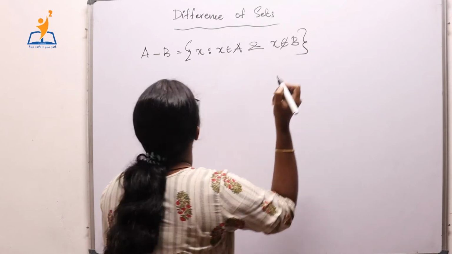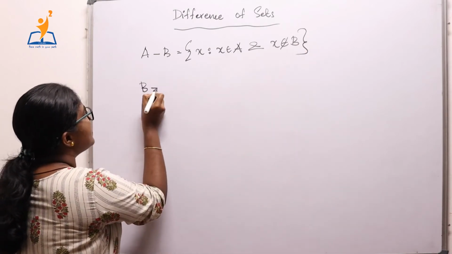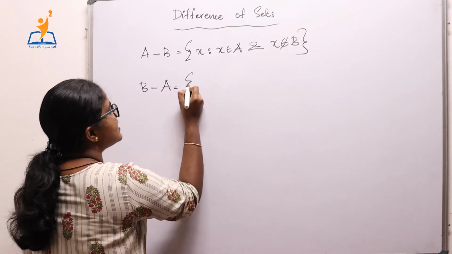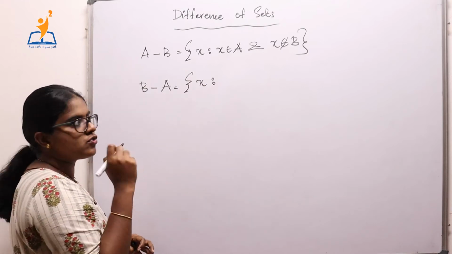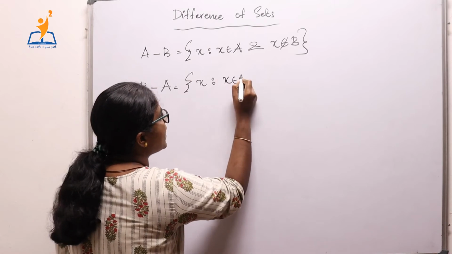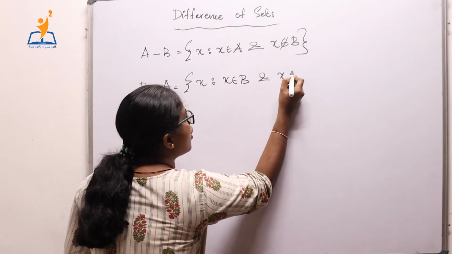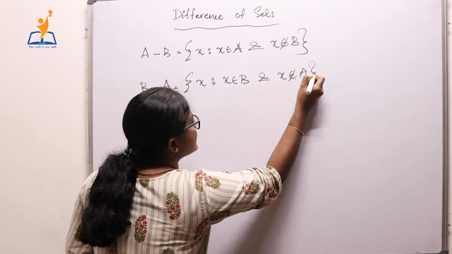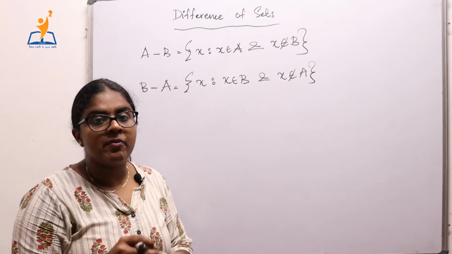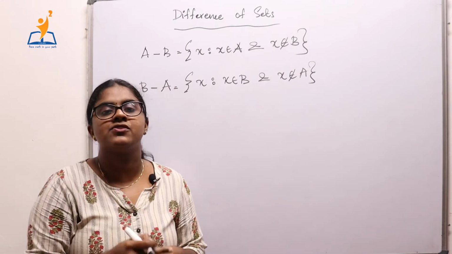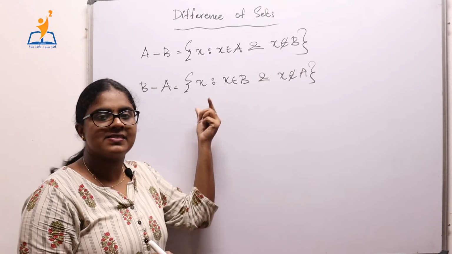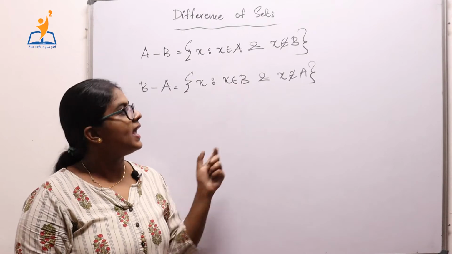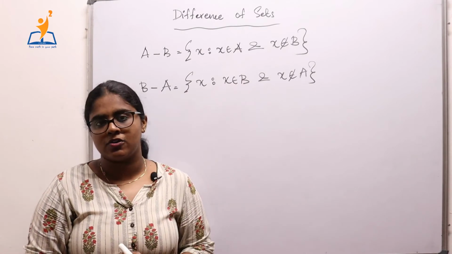Then what will be B minus A? B minus A is the set of all x such that x belongs to B, but x should not belong to A. That is B minus A. So B minus A is the set of elements from B which do not belong to A. That is the set of all x such that x belongs to B and x does not belong to A.